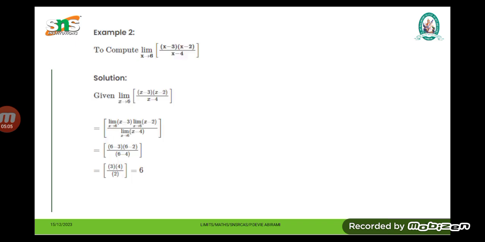My second example is to compute limit x tends to 6, x minus 3 into x minus 2 divided by x minus 4. My fourth property, that is I am going to apply the limit for both the numerator and the denominator. That is, in solution I have applied limit x tends to 6 of x minus 3, limit x tends to 6 of x minus 2, and in the denominator, limit x tends to 6 of x minus 4. I am applying 6 in the place of x. So 6 minus 3, 6 minus 2 and 6 minus 4. So in the numerator I will get 12 and divided by 2. If I divide it, I will get the answer 6.